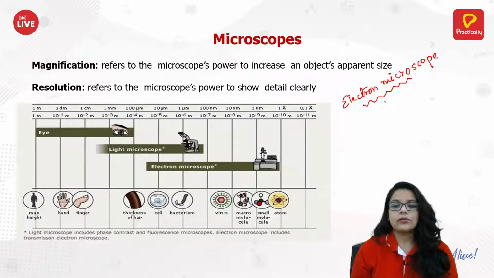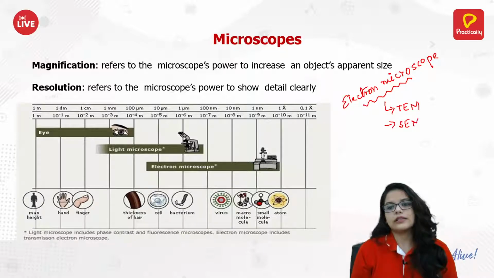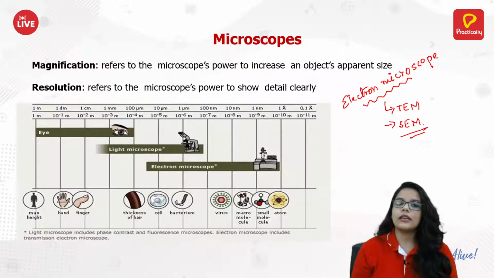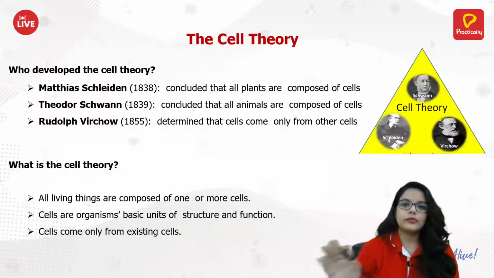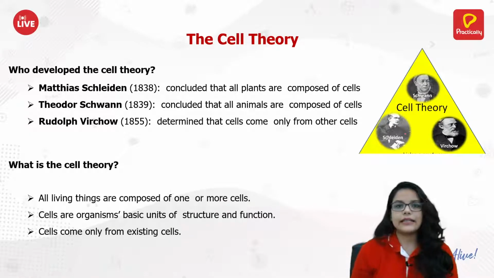The electron microscope is of two types. There is the transmission electron microscope, that is TEM, and there is the scanning electron microscope, that is SEM. So even in the field of microscopy, over so many decades we have jumped, and we are still working on even better microscopes than the electron microscope. Now we'll talk a little bit about the cell theory.